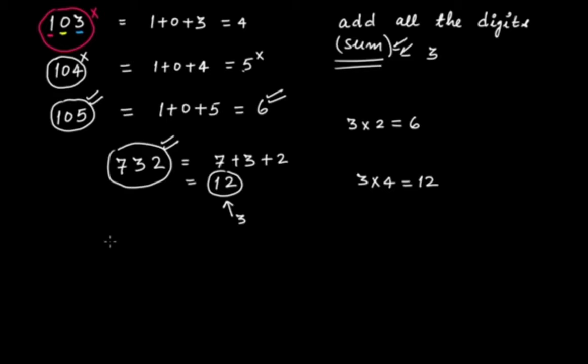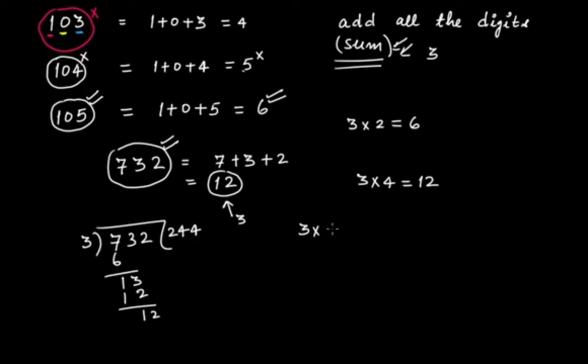And you can cross check it. So 732, you divide it by 3. So 3 times 244 is equal to 732. And similarly, you can cross check for this one also, this one also, and this one also. So this is the shortest way, the shortcut way, to tell whether any number is divisible by 3 or not.